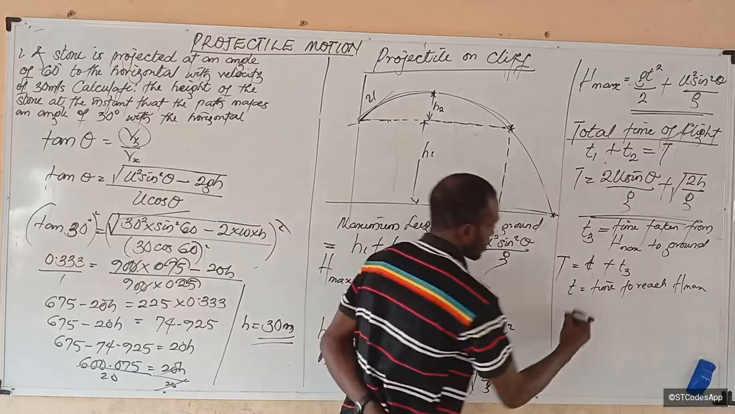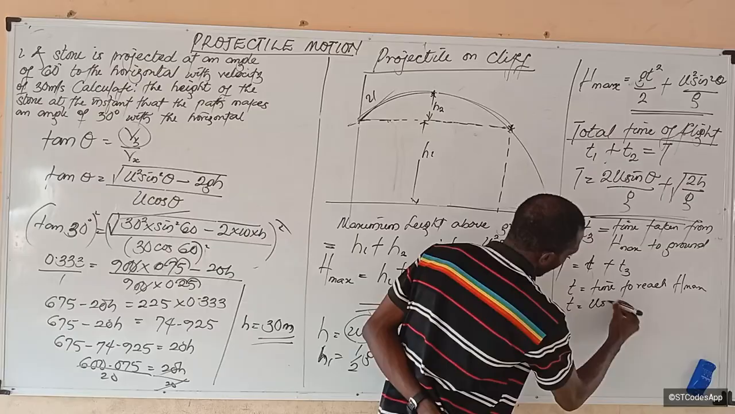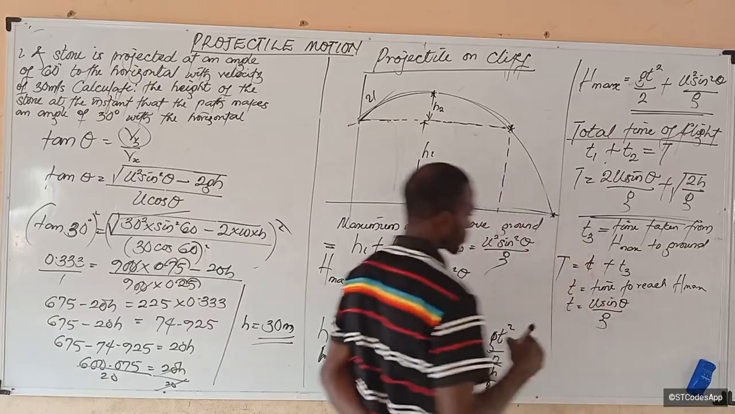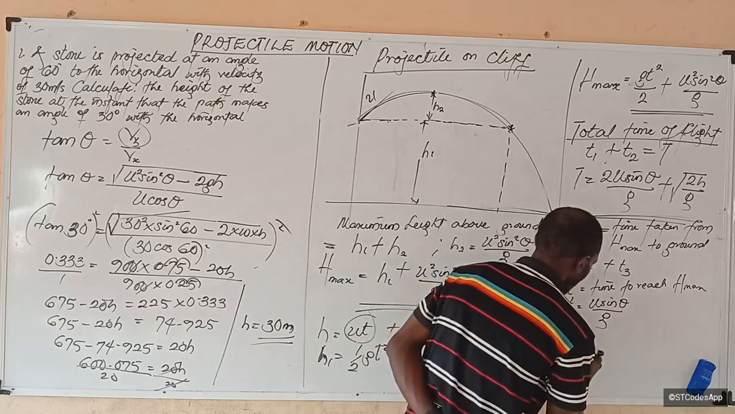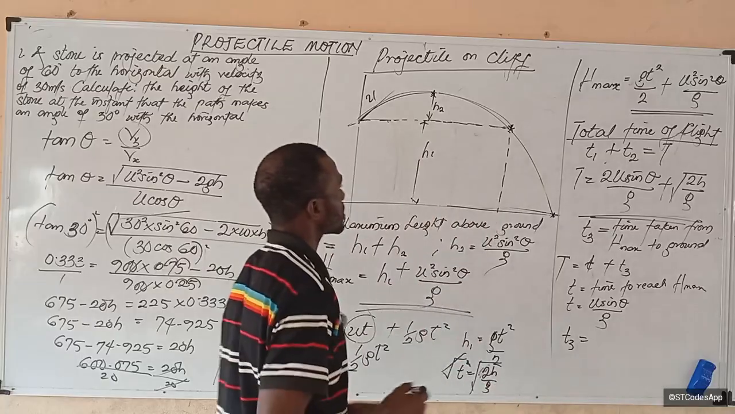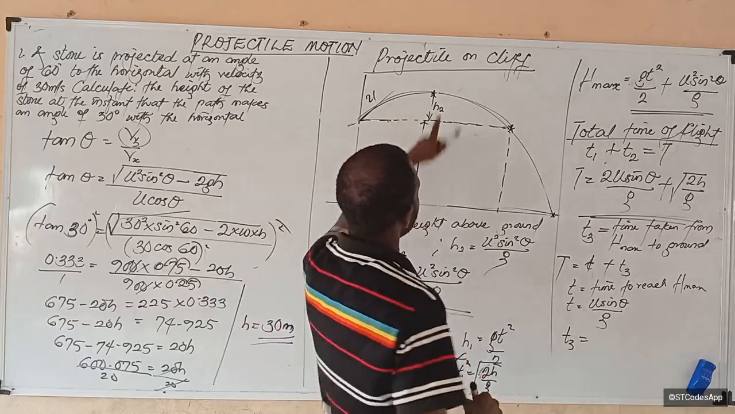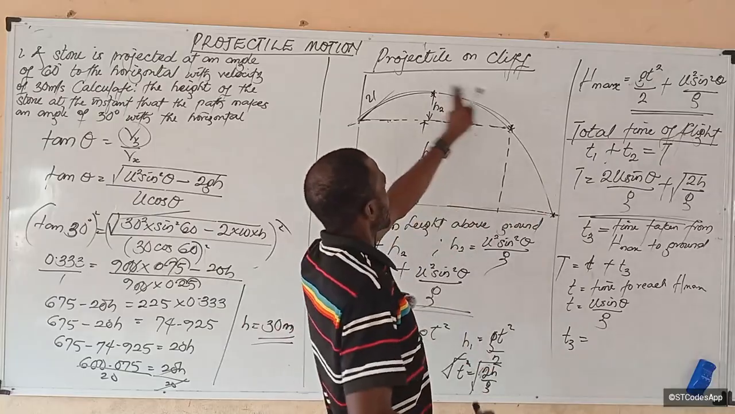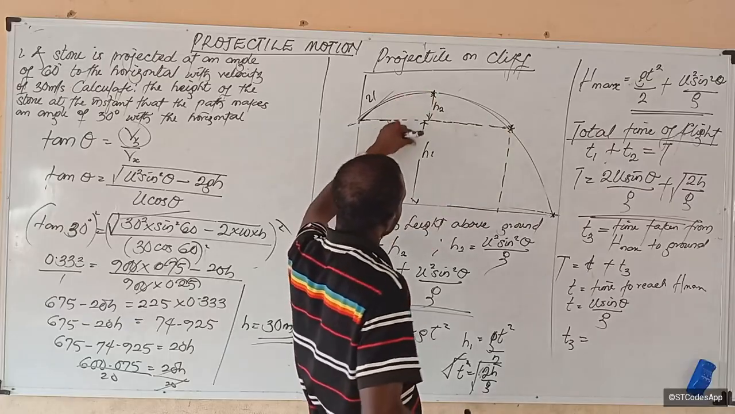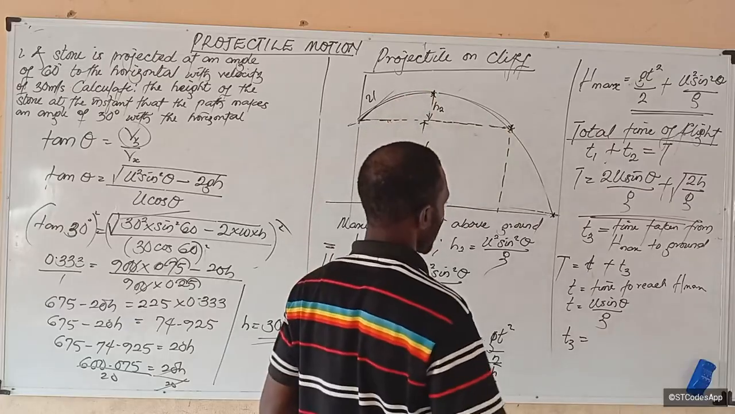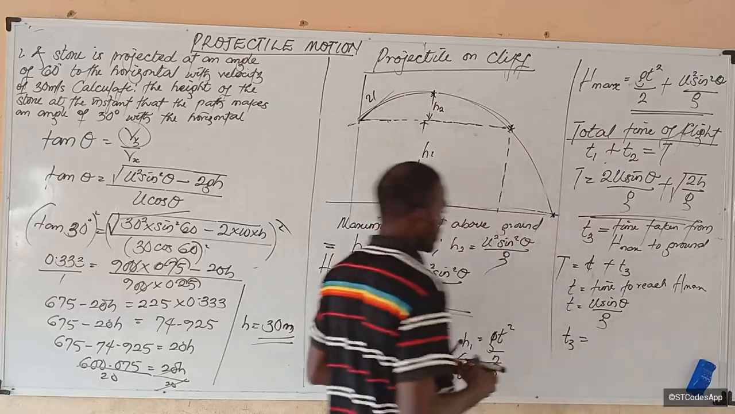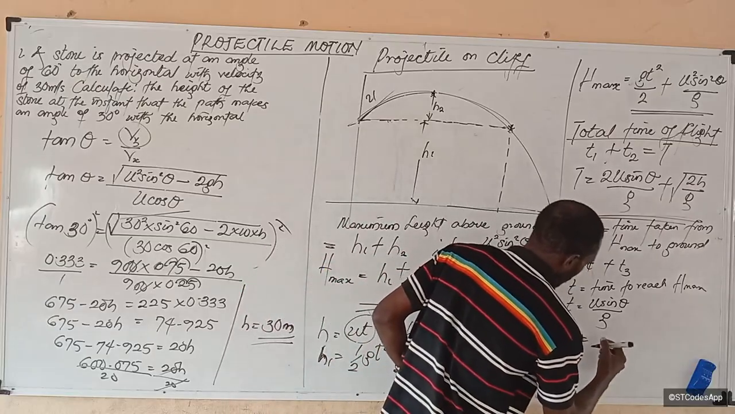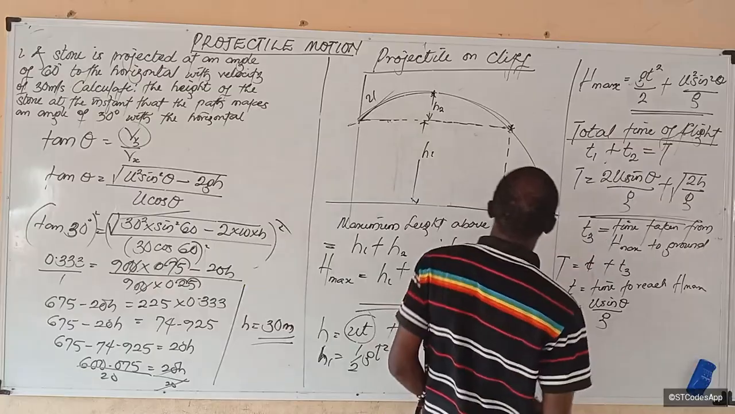So if that's the case, t becomes what? Half of 2u sine theta, right? u sine theta over g. But what will t3 be? It will be the time taken from here to this place. And what is here to this place? Here to this place is height 2 plus height 1. So that will be the time taken to go from height 2 to height 1.